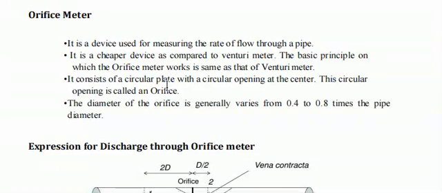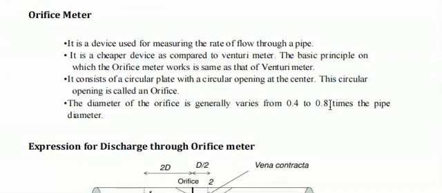It consists of a circular plate with a circular opening at the center. This circular opening is called the orifice. The diameter of the orifice generally varies from 0.4 to 0.8 times the pipe diameter. So if the pipe diameter is 10 centimeters and the orifice is connected to that pipe, then the orifice diameter is 0.8 times the diameter of the pipe, or 0.4 times the diameter of the pipe, or values between 0.4 and 0.8.